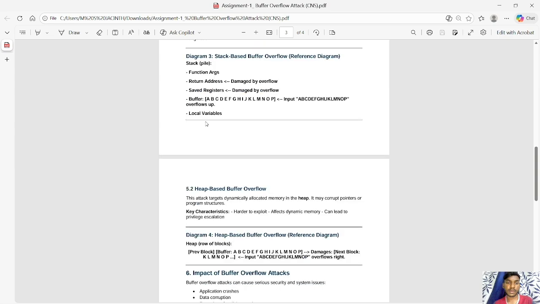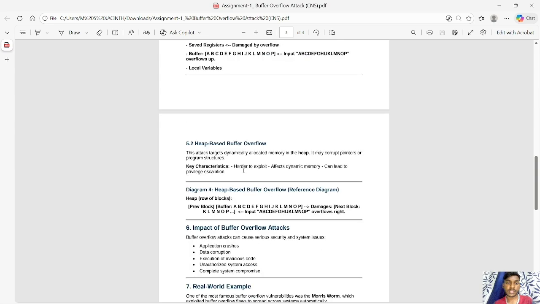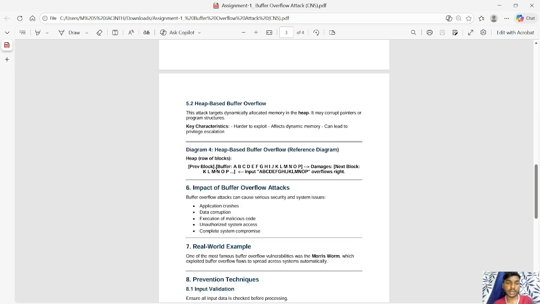And the second one is heap-based buffer overflow. This attack targets dynamically allocated memory in the heap. It may corrupt pointers to program structures. And here is the diagram for heap-based buffer overflow. Here we consider the heap, which is a row of blocks, and the previous block buffer ABCDEFGHIJ, which damages the next block KLMNOP, and the final input ABCDEFGHIJKLMNOP, which is an overflow condition.